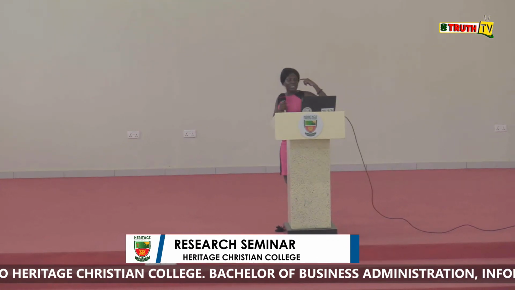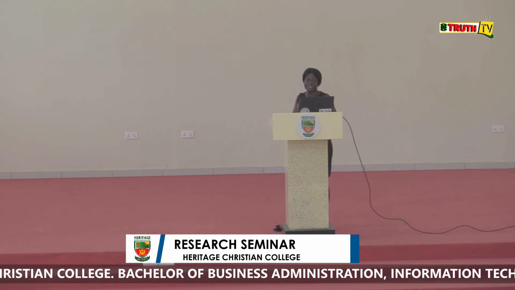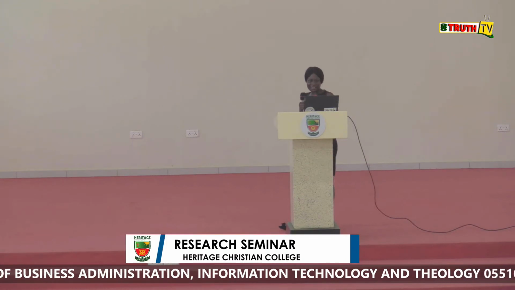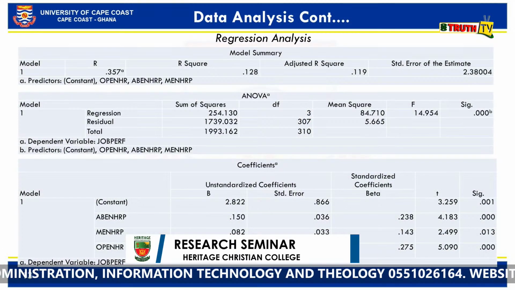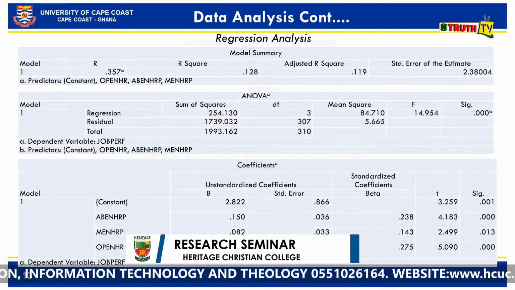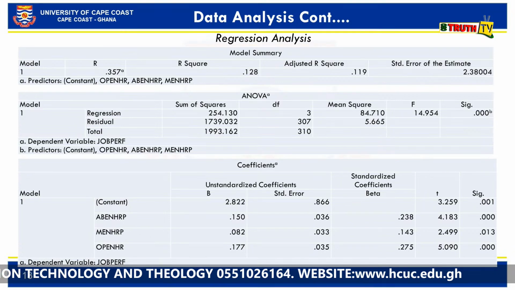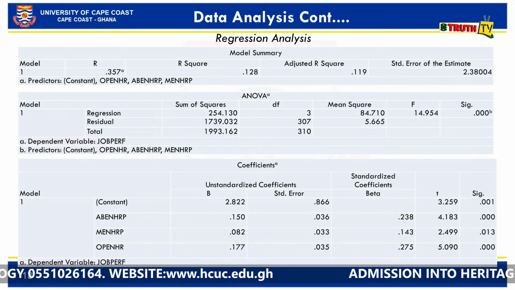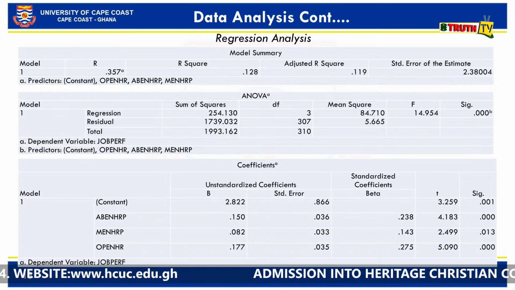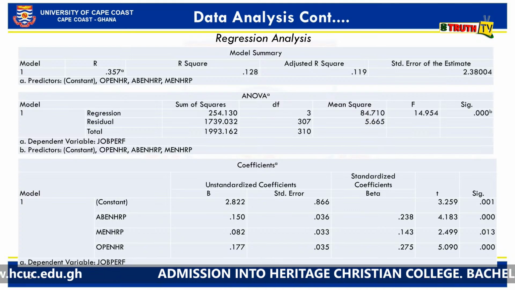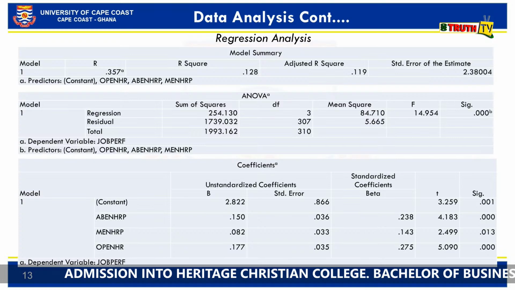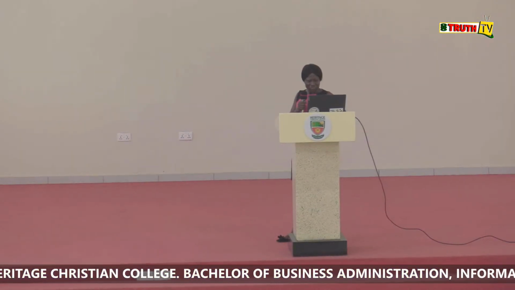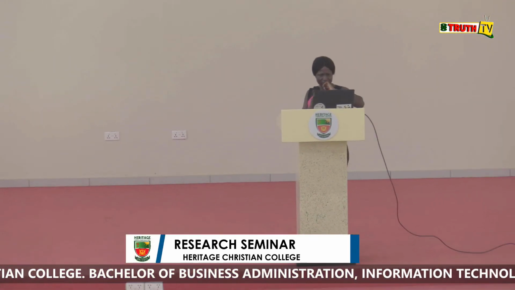When we come to the regression analysis, we need to first check for the model. For the model summary, I'm using the adjusted R-square, which explains that high performance work systems explain 11% of employee job performance. The ANOVA talks about how the data fits for the analysis, and that is significant. For the coefficients, they were all significant. When I did the correlation analysis, it wasn't significant. Okay. So I'm using the beta values.